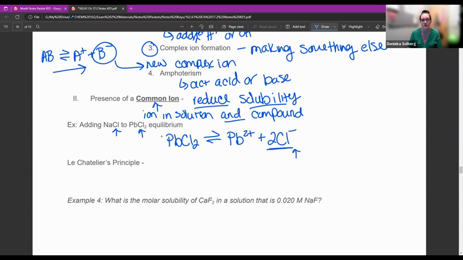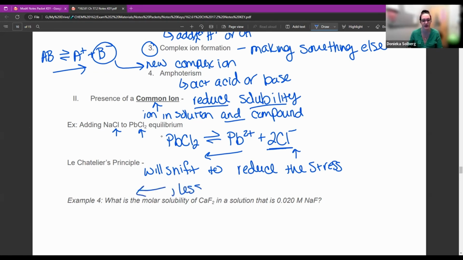So let's say I increase this. It's going to cause it to shift this way, and it's going to be less soluble. So this is all Le Chatelier's principle, which we learned about in the equilibrium unit, right? It will shift to reduce the stress. Essentially, it wants to get back to the equilibrium values, right? So it shifts left in this case, making it less soluble. Okay, so that's all based on Le Chatelier's principle.